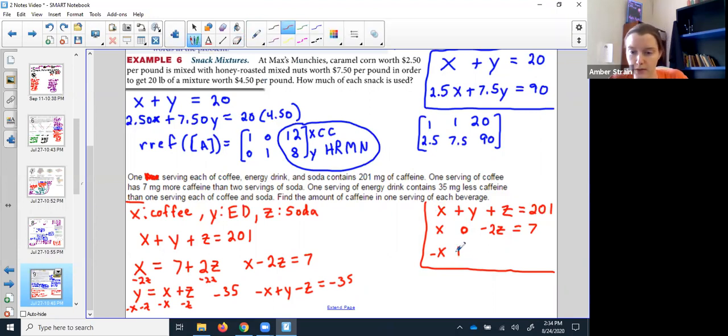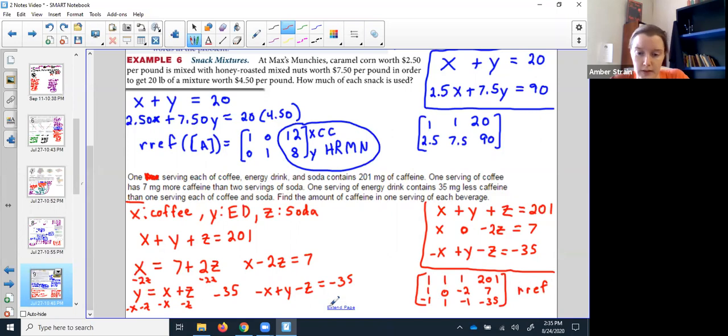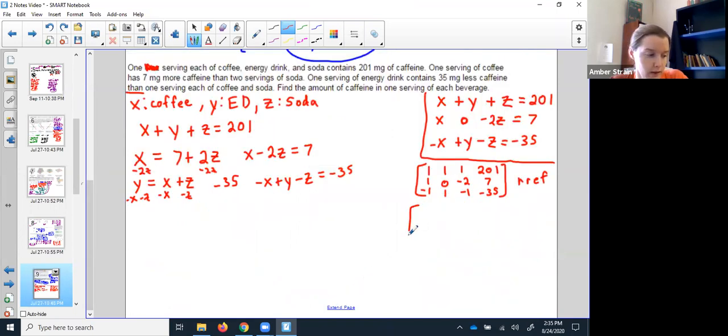So now I can use my matrices. So I can put it in the matrix form. I've got 1, 1, 1, 2, 0, 1. I've got 1, 0, negative 2, and 7. I've got negative 1, 1, negative 1, negative 35. And then I'll go in and do that rref, and it will spit out a nice pretty matrix that will look like this.